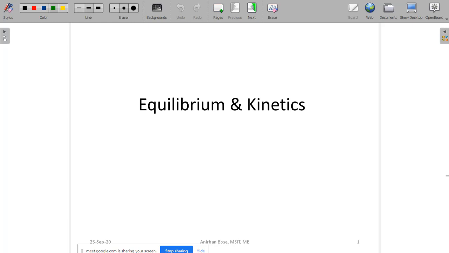So, welcome students. In this lecture, we'll see the equilibrium and kinetics. This is basically a revision that you have probably already done at the high school level or maybe in the initial chemistry course. But these are the basic building blocks of whatever we are going to study in this particular course. So, we'll start with equilibrium.